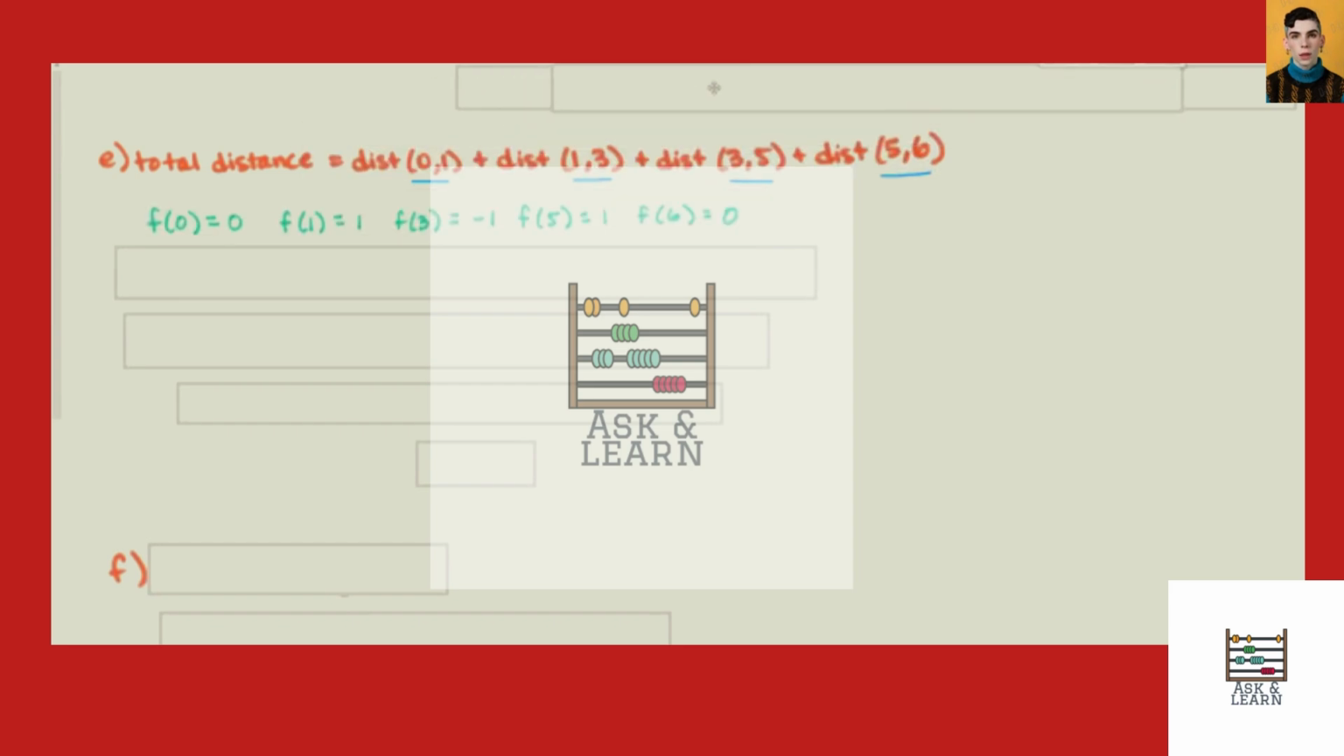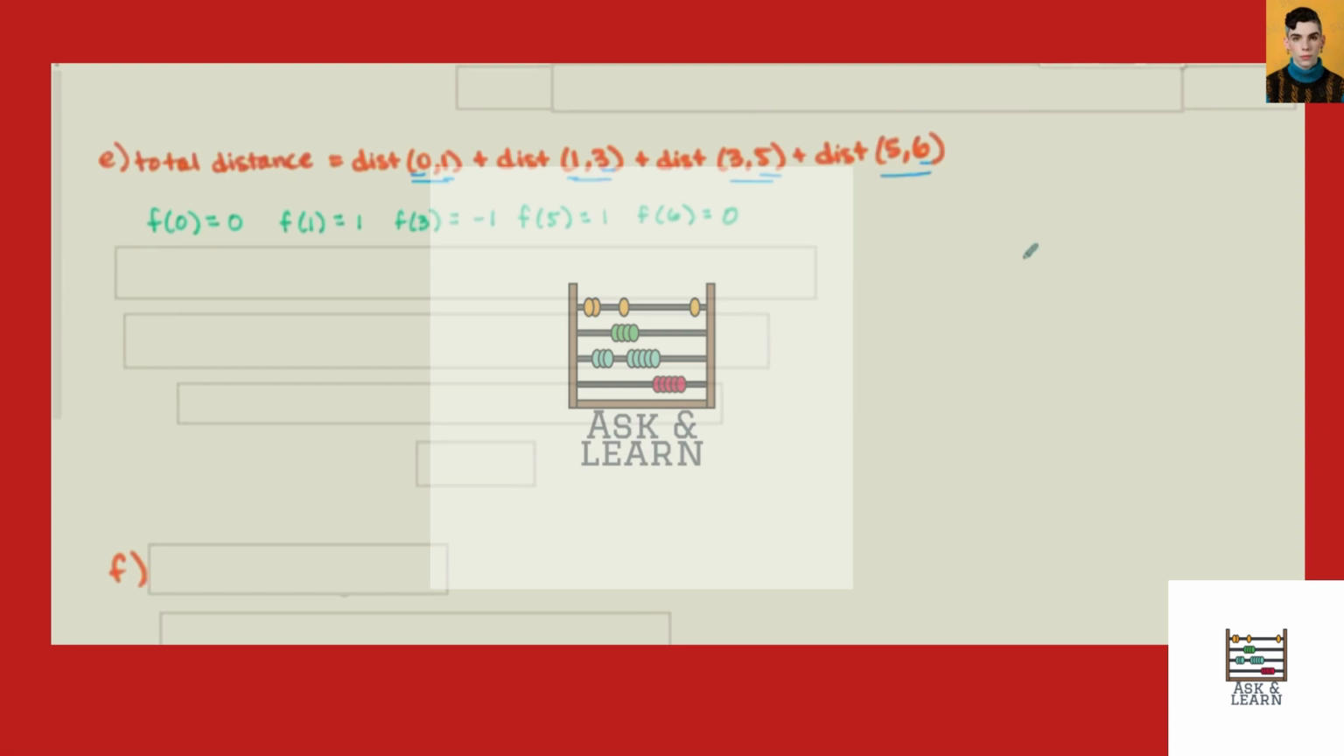And in order to do that, we're going to need a whole bunch of positions, and we get those positions from our original equation f of x. So we're going to need to know the position for each and every one of these endpoints of the intervals: 0, 1, 3, 5, and 6.